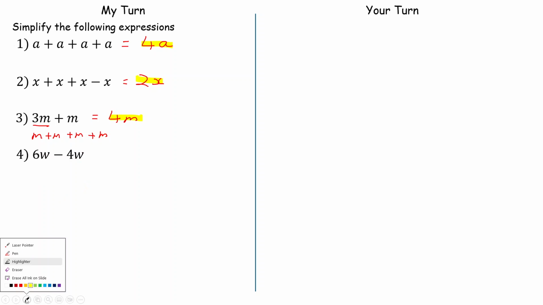Question 4. So now we can hopefully see, we'll go through this one. We've got 6w take away 4w. And maybe you're just thinking, well, now we can just do 6 take away 4, which is 2, and it's like terms. You've got a w and a w. It's going to be 2w, and that is absolutely correct.